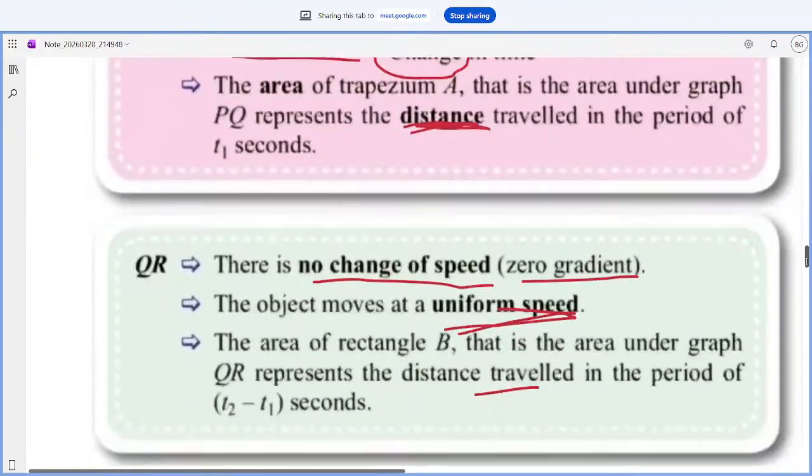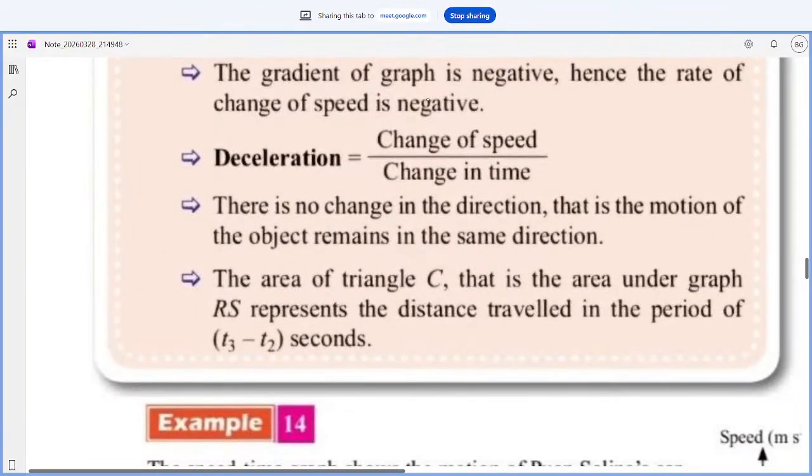And then for the RS, gradient of graph is negative, kecerunan negative. So pecutan also negative or nearpecutan, deceleration. Same formula. And then this one is important guys, take note. There is no change in direction. That is, the motion of the object remains in the same direction. Take note. Tak ada apa-apa perubahan arah.